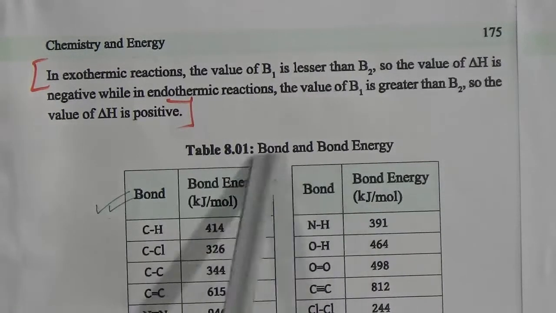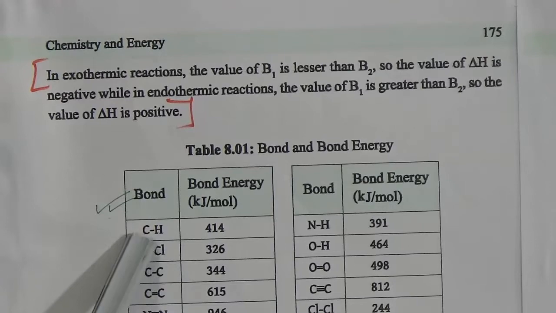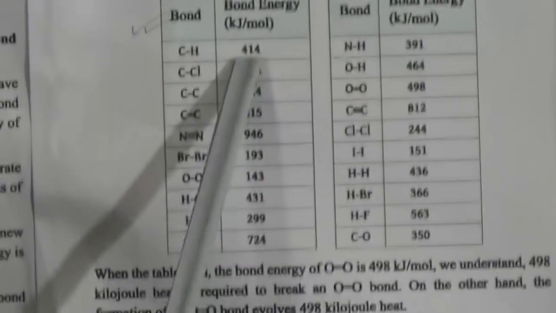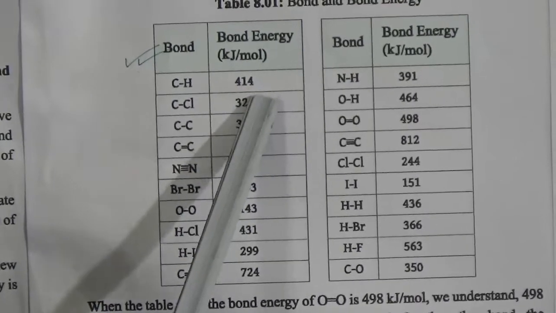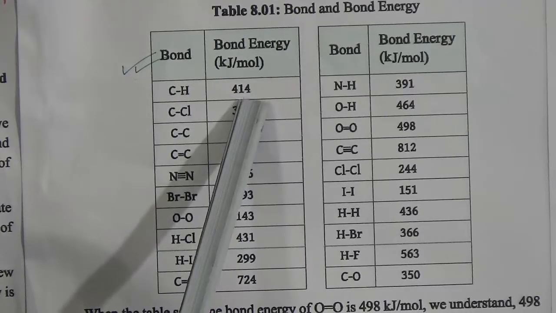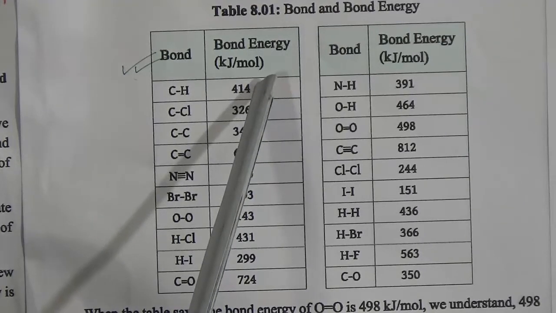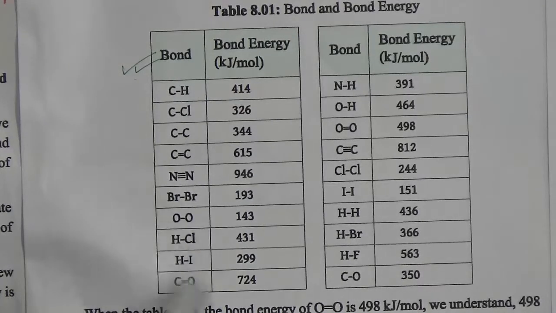Now dear students, here they give some bond energies. They give the bond and their energy. Look, in methane we break 4 carbon hydrogen bonds. In one carbon hydrogen bond, the bond energy is 414. That's why we get a huge amount of heat when we break the bond energy of the carbon hydrogen bond. Now come, there are lots of bond energies.